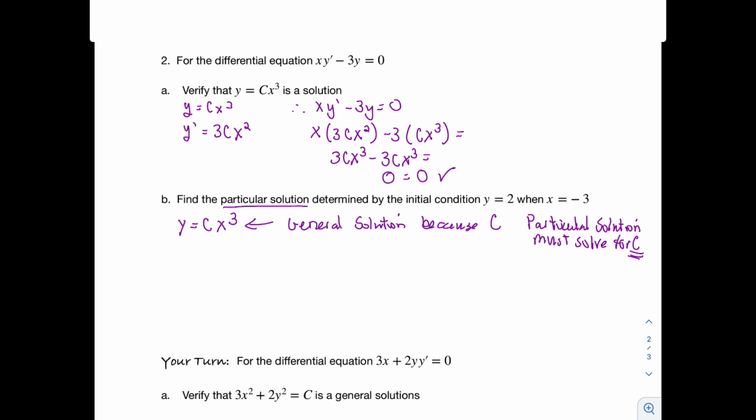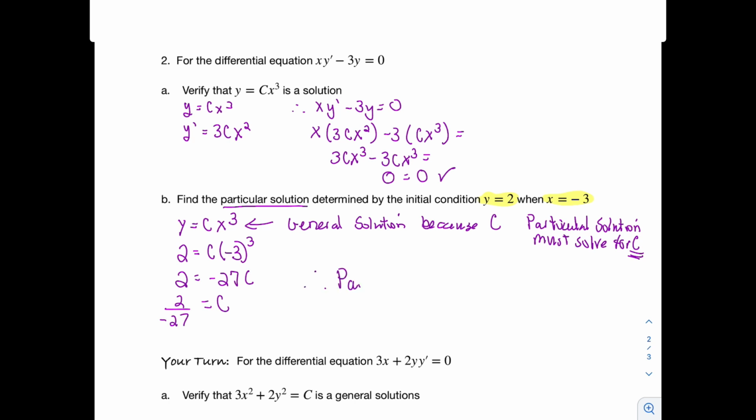So I go back to my y equals cx cubed. Now replace in my given information. Replace y with 2 and replace x with negative 3. And then I solve for c. And I get that c is equal to negative 2 over 27.